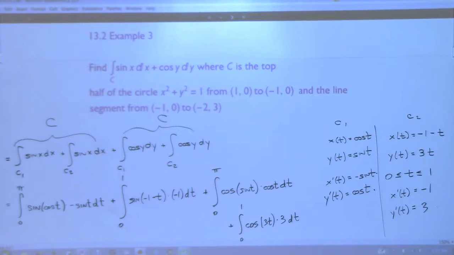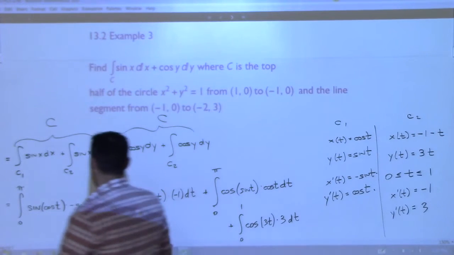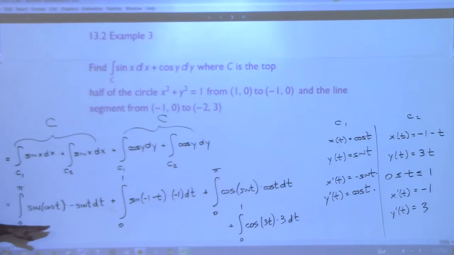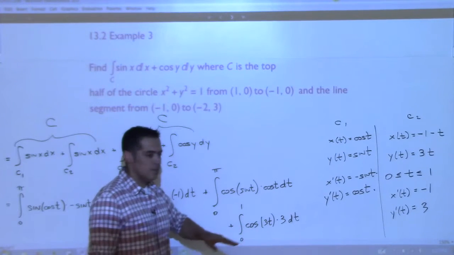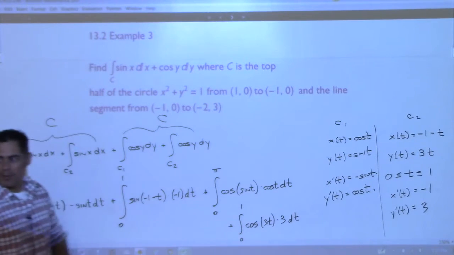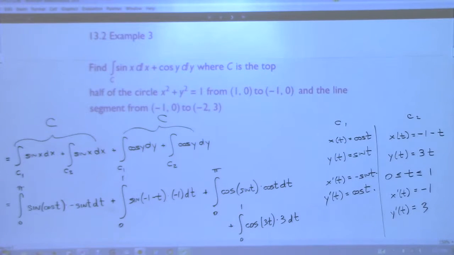You feel like you could get those? Because of time constraints, I don't think I'm going to work through each of these. Basic u sub, this is another basic u sub, basic u sub, basic u sub. Should come out pretty clean. Questions?